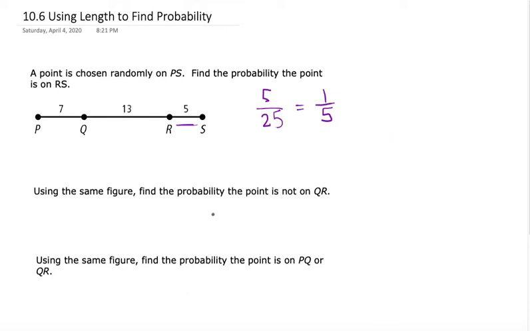Using the same figure, find the probability that the point is not on QR. So we need this plus this, because those are not on QR. So we have 7 plus 5, which is 12, over 25.